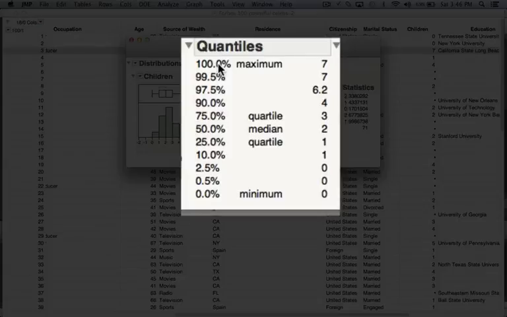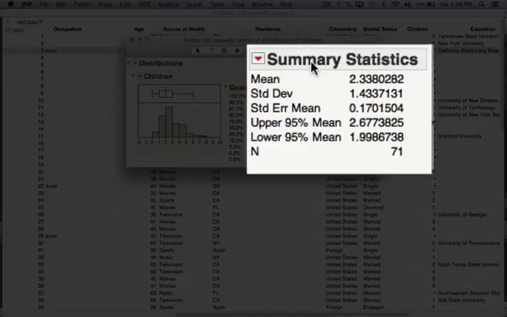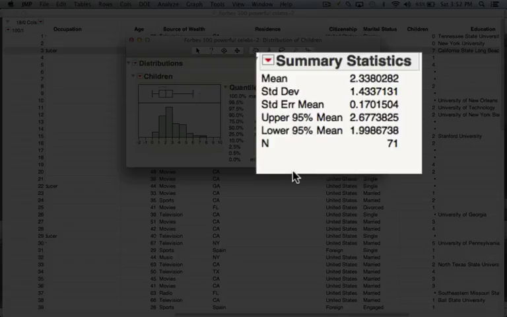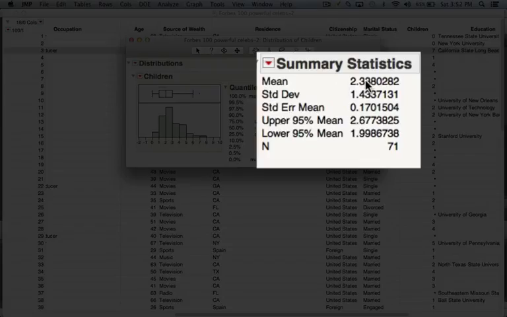Alright, now let's take a look at the summary statistics over here. The only two that concern us right now are the mean and the standard deviation. The other three will come in handy later on in the course videos, but we don't need to worry about them right now. Alright, let's start with the mean. The mean, or the arithmetic average, is the total number of children divided by the number of celebrities. In this case, our mean is 2.34, or, for the sake of keeping children to whole numbers, 2.